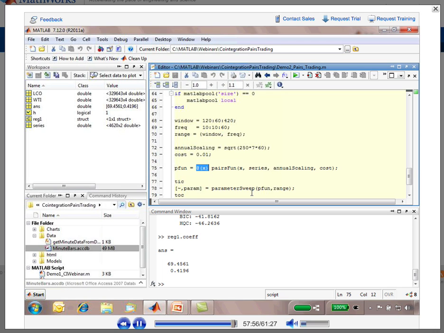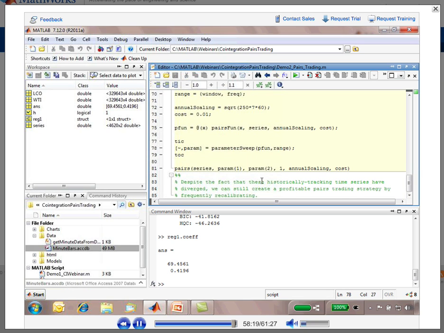Now parameter sweep takes the input range for both windows and frequency as well as a function, and it runs it over every combination of those points. This essentially encapsulates the multiple for loops you might have to write to run over the entire range of all these different parameters. And this function is the one that's been accelerated using parallel computing.